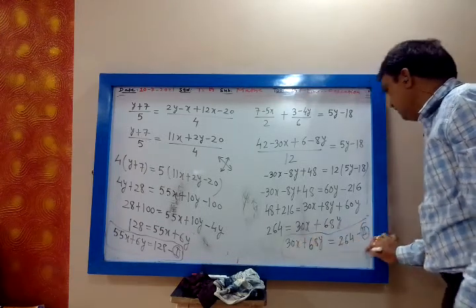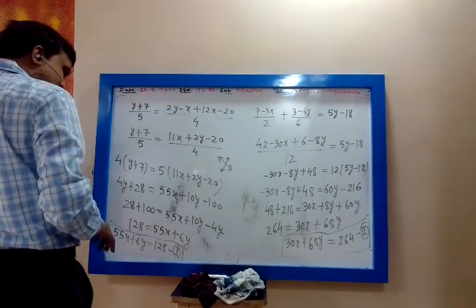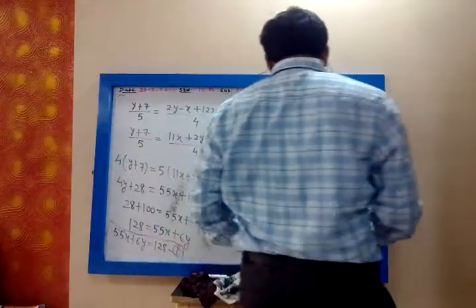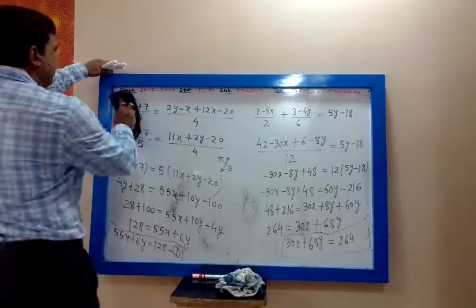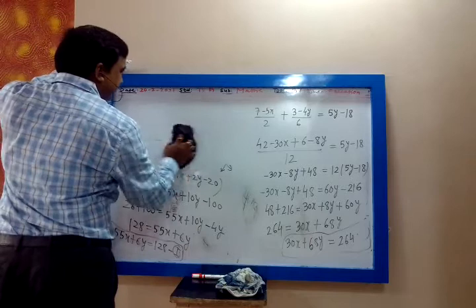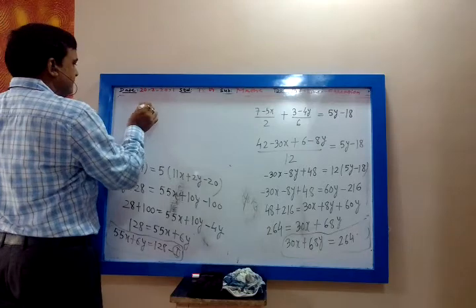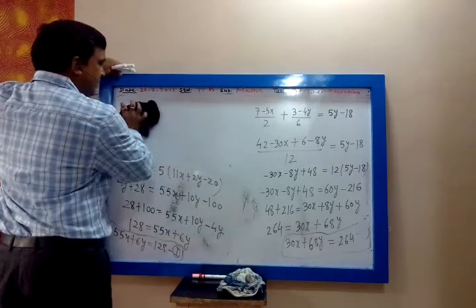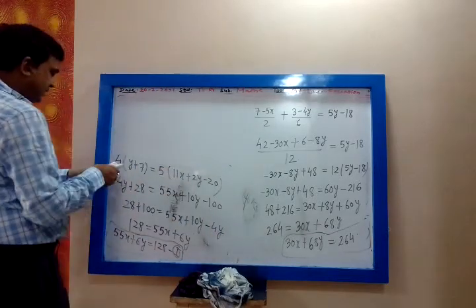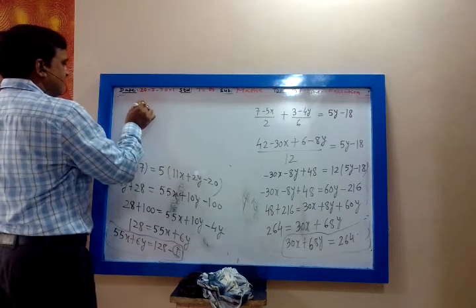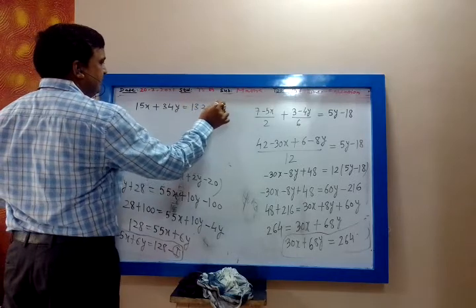Yes, you can divide each by 2, no problem. You can divide each by 2, so that will be 15x plus 34y. What is that? 15x plus 34y is equal to 132. This is my equation number 2.